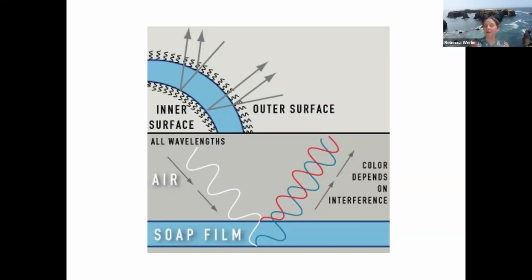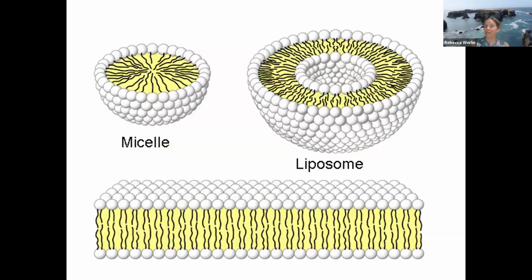Now, why do we care about things other than soap? Well, our cell membranes are made out of amphipathic molecules. And so when you have something called a phospholipid bilayer or a phospholipid, it is an amphipathic molecule. And so here you see something called a micelle, a liposome, and then the bottom one is something that looks like a cell membrane.